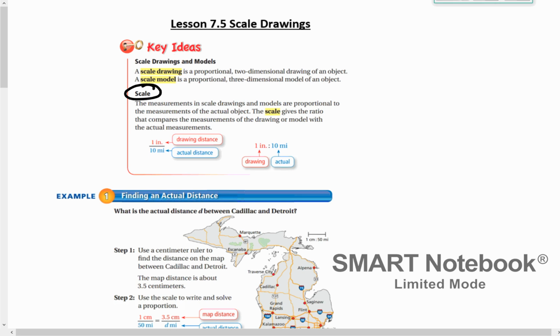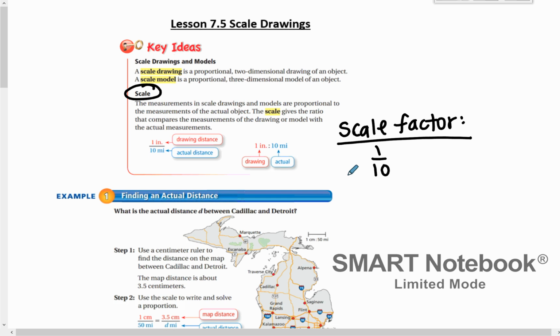Another important key vocab word that's not on here that's different from scale is scale factor. So make sure you have this on your paper. The difference between a scale and a scale factor: a scale is talking about how many inches for how many miles. A scale factor is talking about what is the multiplying factor in that scale. So if I asked you for the scale factor between the model and the actual, our answer here would be 1/10 of the size.